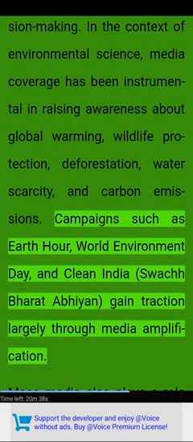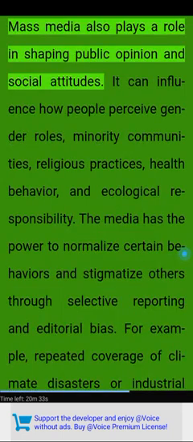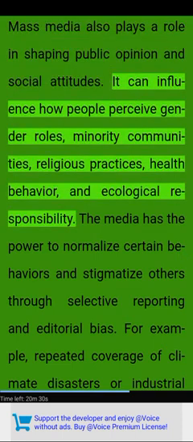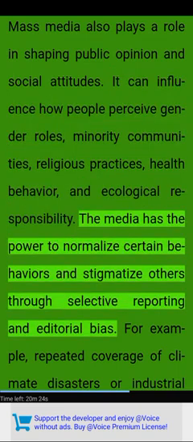Campaigns such as Earth Hour, World Environment Day, and Clean India, Swachh Bharat Abhiyan gain traction largely through media amplification. Mass media also plays a role in shaping public opinion and social attitudes. It can influence how people perceive gender roles, minority communities, religious practices, health behavior, and ecological responsibility. The media has the power to normalize certain behaviors and stigmatize others through selective reporting and editorial bias.